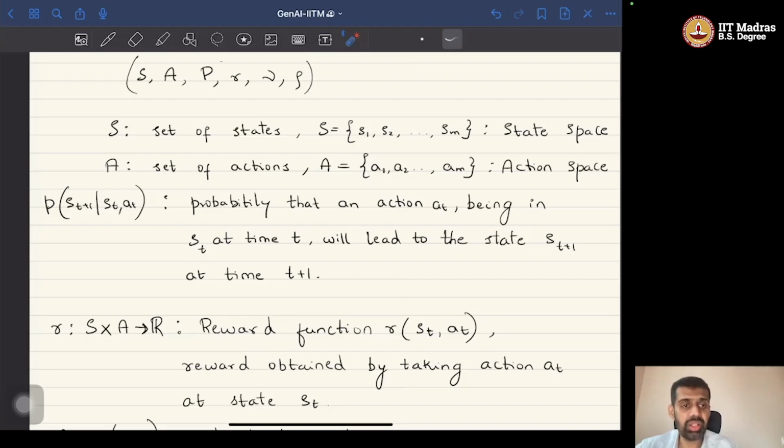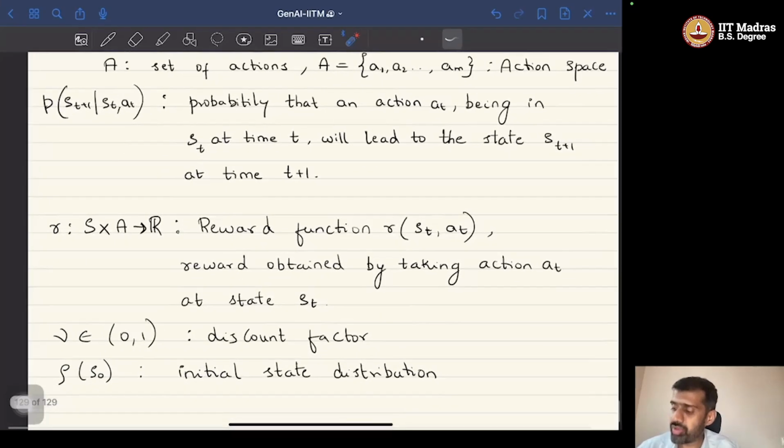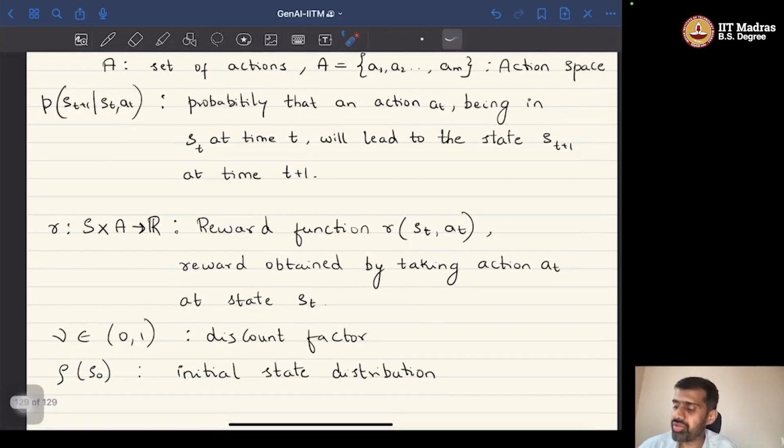So this is given by the transition kernel. And then we have the reward function, which is a function from the cross product of the state space and the action space to real numbers. Now this is the reward obtained by taking action At at state St. So the agent is at state St, takes an action At, the environment responds back by giving a particular reward, which is given by this reward function.